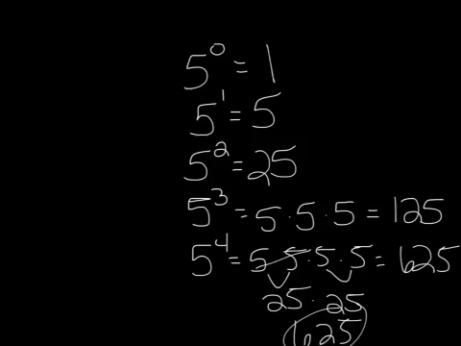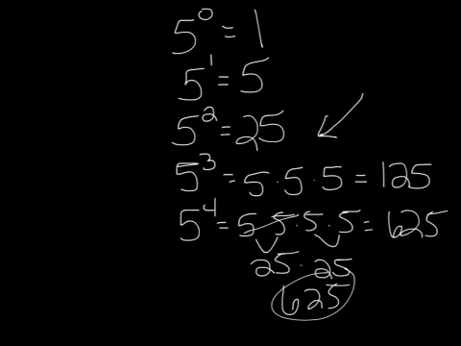Any number in the whole wide world, well, except for 0 that is, raised to the 0 power is defined as 1. Can anybody look at these examples here and come up with a pattern of why any number to the 0 power is always 1? Watch this.